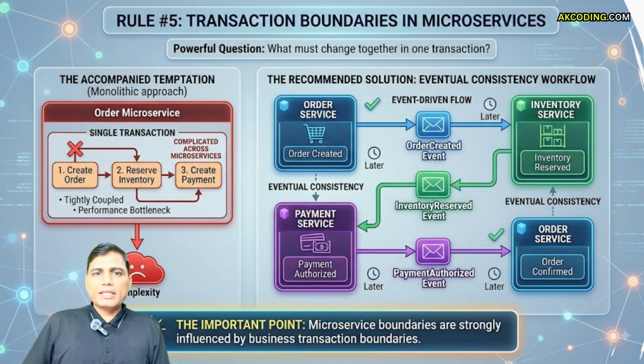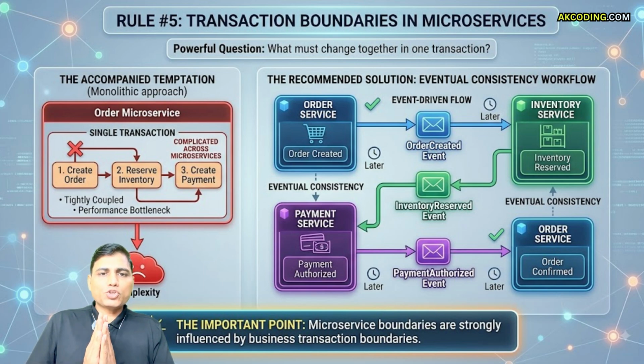Rule number 5, that is transaction boundaries. Here is a powerful question you can ask when designing boundaries. What must change together in one transaction? Suppose creating an order requires create order, reserve inventory, create payment. You might be tempted to put all three into one transaction, but across microservices these become complicated.